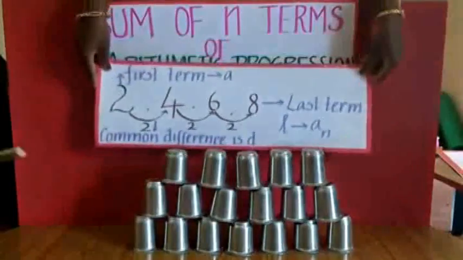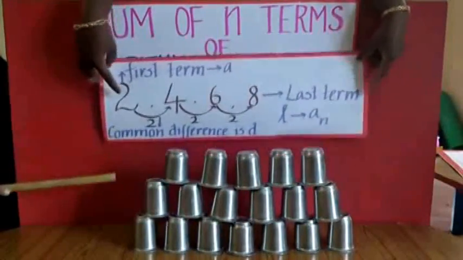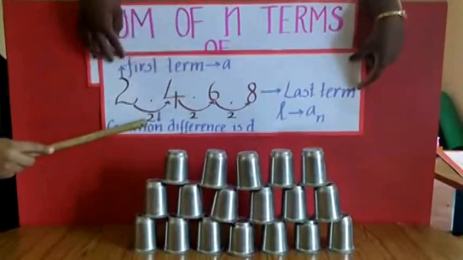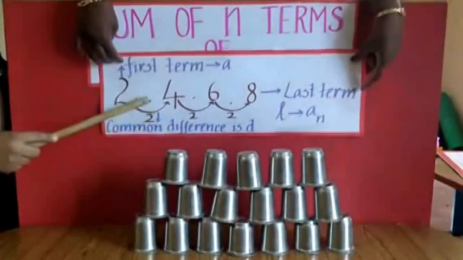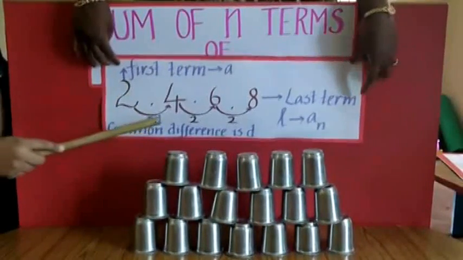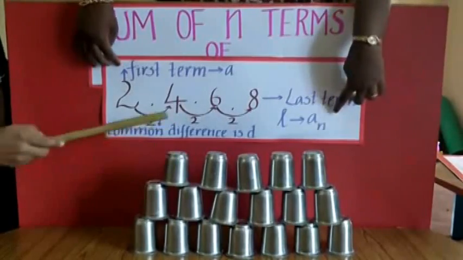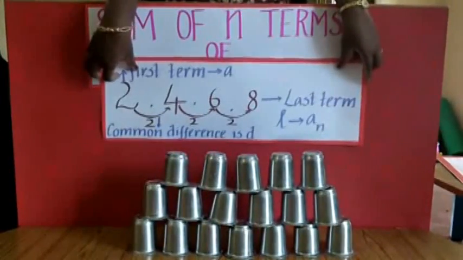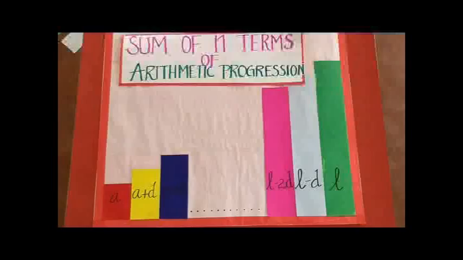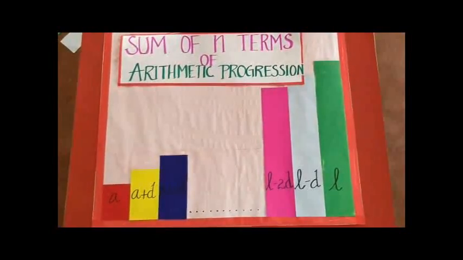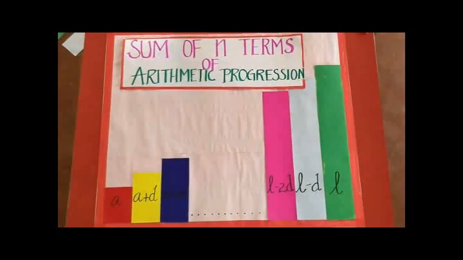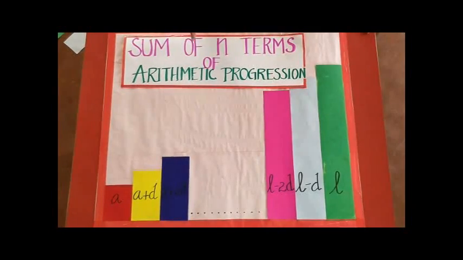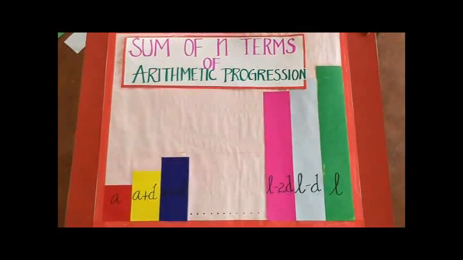So what are the terms we are using here? The common difference is represented by the symbol d. The first term is represented by the symbol a and the last term is represented by the symbol l, which is also called a_n. Now we have seen what an arithmetic progression is. Let's now see how to find the sum of n terms of an arithmetic progression.